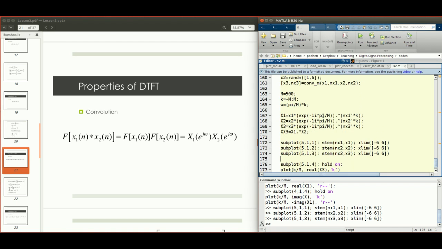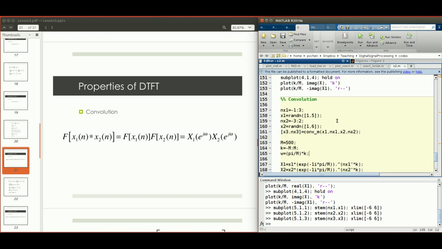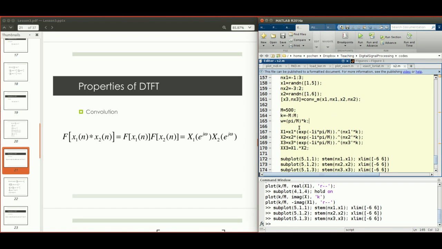And now let's do the Fourier transforms. Again, we are using the same horizontal axis in the frequency domain. So big M equals 500. Small k goes from minus big M to positive big M, and then frequency omega, W here, goes from -pi to positive pi. Again, we are using our one line Fourier transform formula.